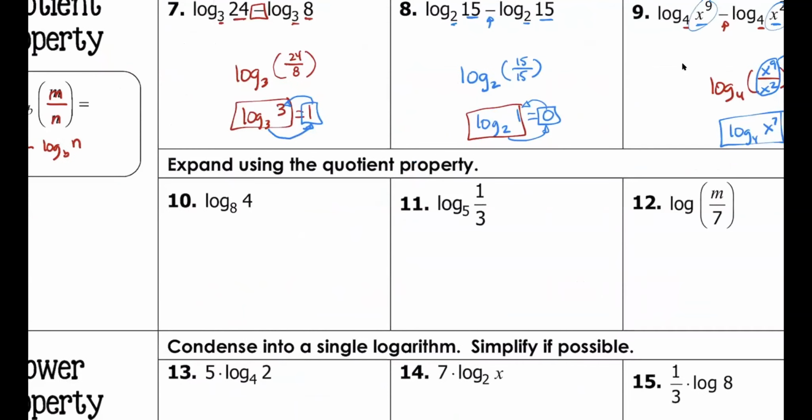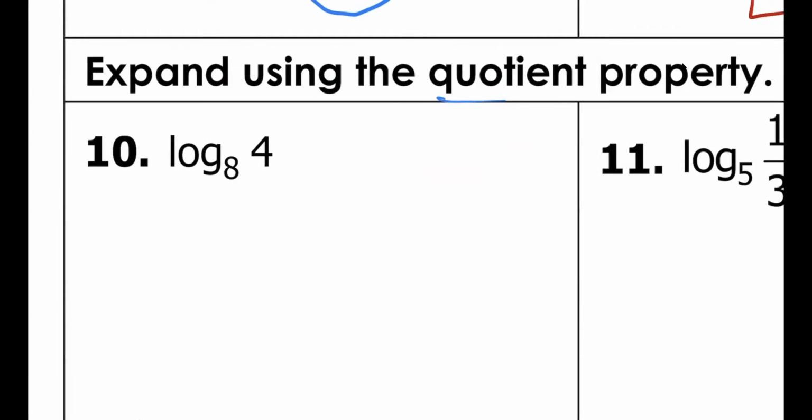So now when we expand, we have a lot more options for expanding. Like later on, when we're solving equations with this stuff, which I hope we can get to, but I don't know if we're going to do it because school's ending soon. But let's look. We want to expand this using the quotient property. So that means I need to change this into a division problem, into a quotient.